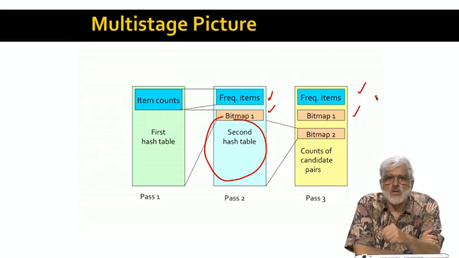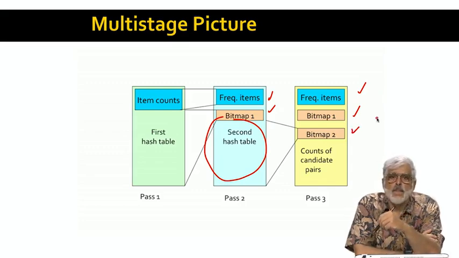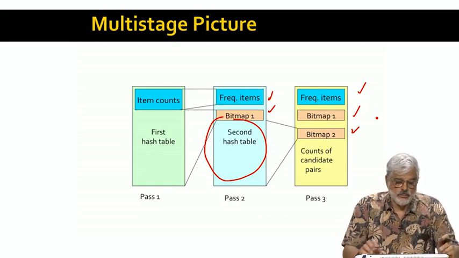For the third pass, we maintain the list of frequent items and the first bitmap, but we also summarize the buckets of the second hash table by a second bitmap. And now we count all the candidate pairs, where to be a candidate you have to satisfy 3 conditions on the next slide.